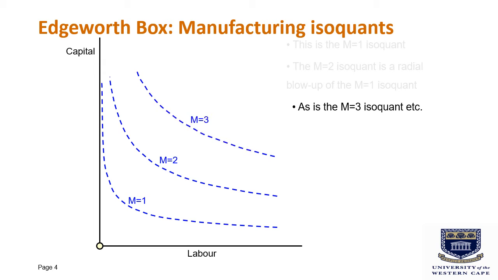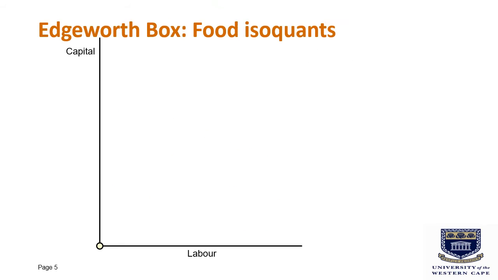Remember, this is the capital intensive good, so the shape of this isoquant will look slightly different from the food sector. When we compare the two, we'll find that the manufacturing isoquants lie a bit more towards the capital side, while the food isoquants lie a bit more to the labor side. But the shifts in isoquants when the amount of production increases is always towards the right.